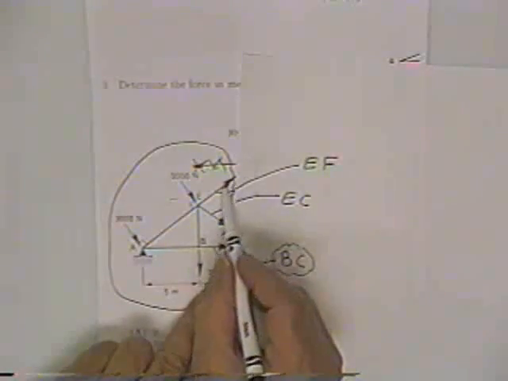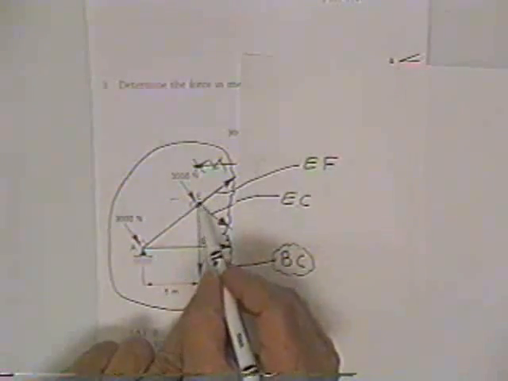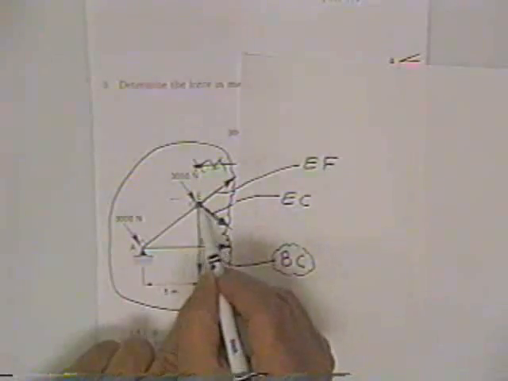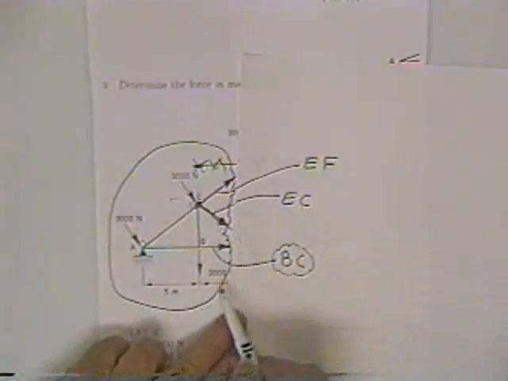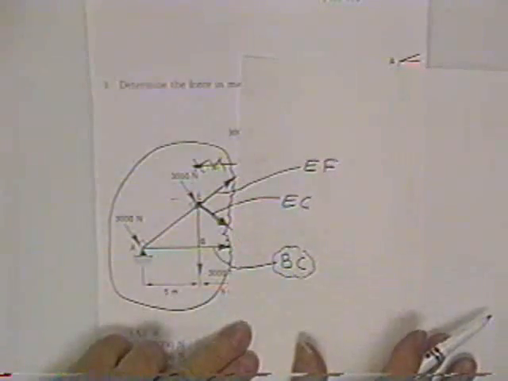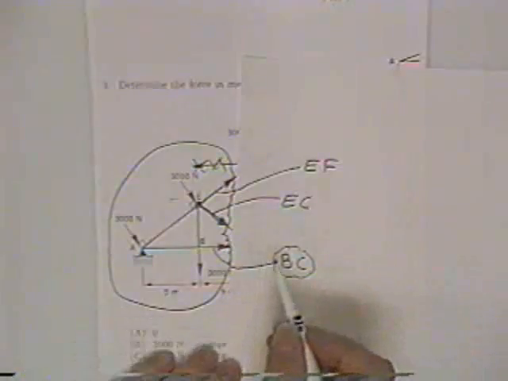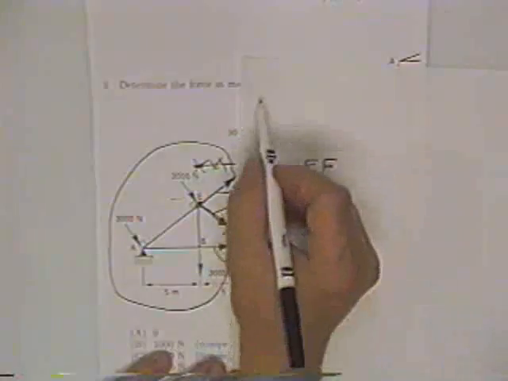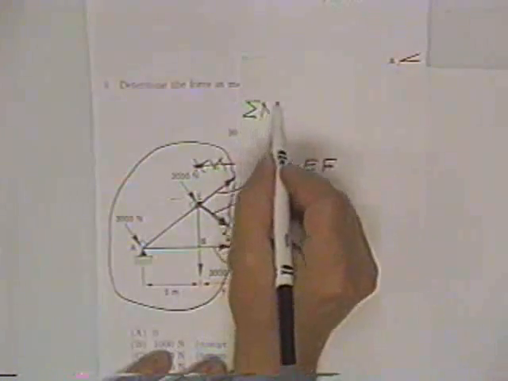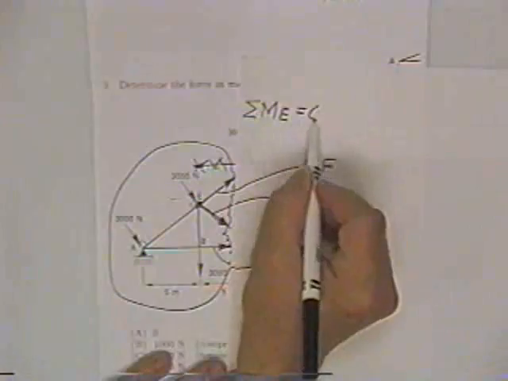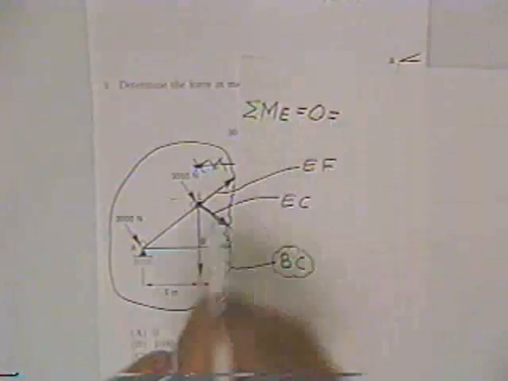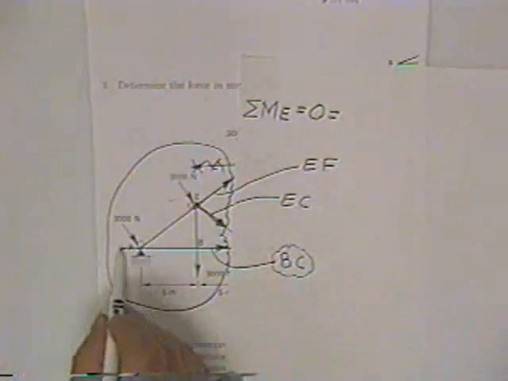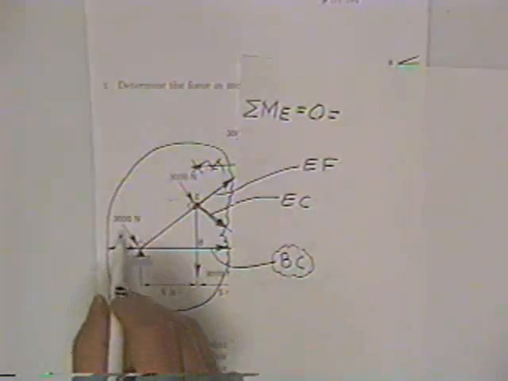What you do is you follow these two forces until they meet at a point. If you sum moments about that point, they'll drop out because they won't have a moment arm. Therefore, the easy way to get the force in member BC is to sum moments about point E equal to 0. Now we have to go back and put our forces back on here because that's inside the free body.